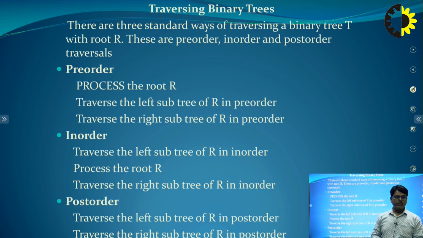traversing process? To process the root means we have to first read the root or process the root first, and after that traverse the left subtree, then traverse the right subtree. That means in short, in the case of pre-order: root node, left node, right node.